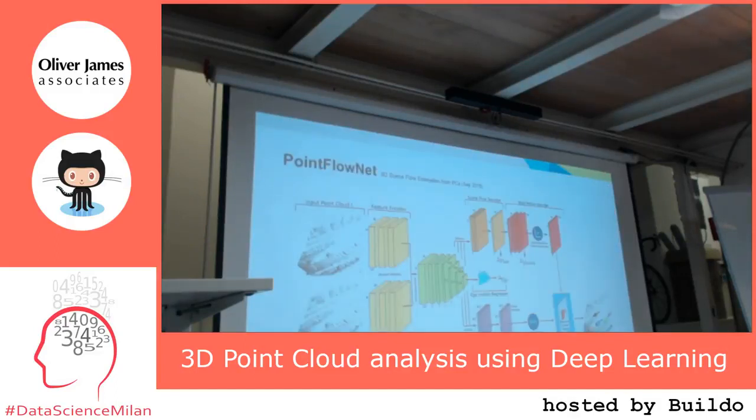PointFlowNet is another model. It's a hugely complex architecture. I don't want to explain it, but these are the three models available, just in case you are working on trying to detect flow of action.